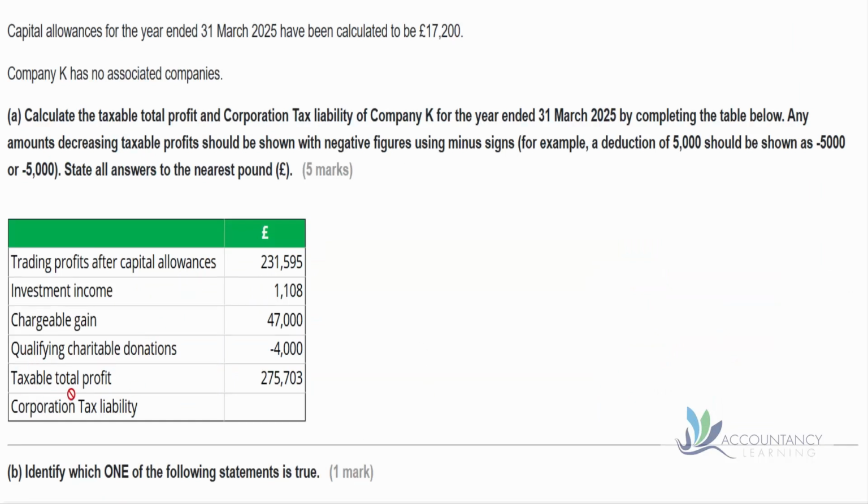Now in our question we can see that our taxable total profit is more than 250,000, so we don't need to apply marginal relief. We can simply apply the 25% rate. So if we take the profits of 275,703 and we multiply by 25%, we get corporation tax of 68,926. So remember, we can just apply mathematical rounding in our AAT assessments.